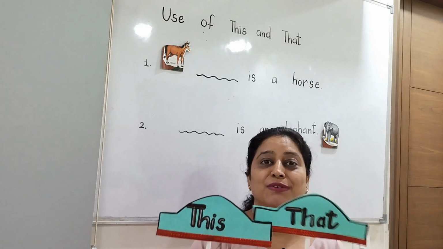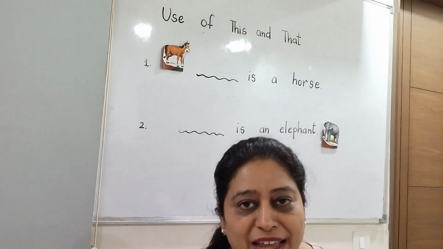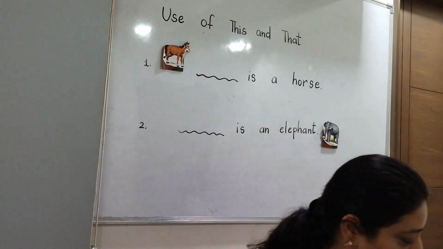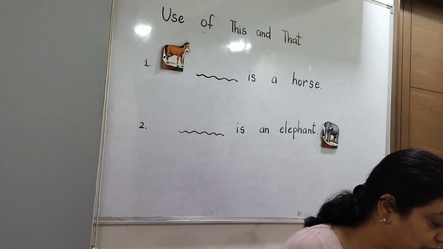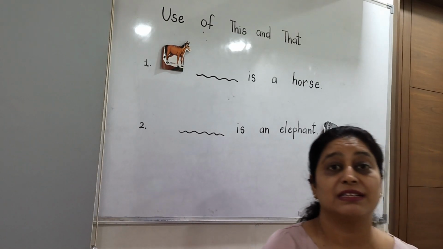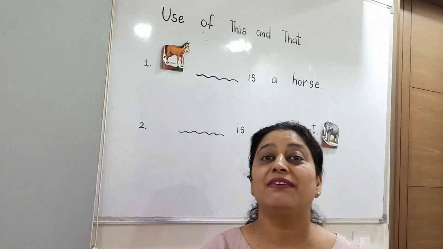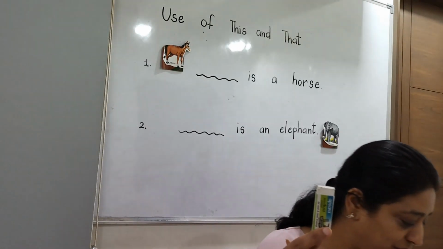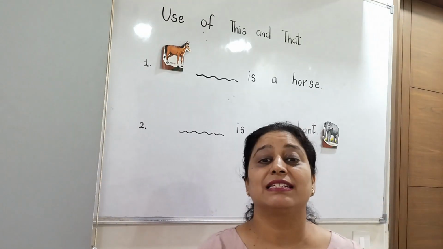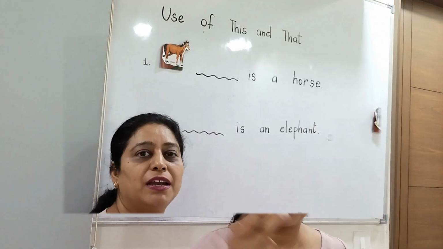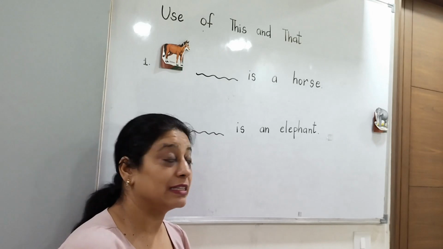So let me give you some more examples from real life. Here are some things which are very common for you. This is my pencil, this is near to me, and this is my eraser. You all have it, and this is a glue. Let me give you some examples with sentences.